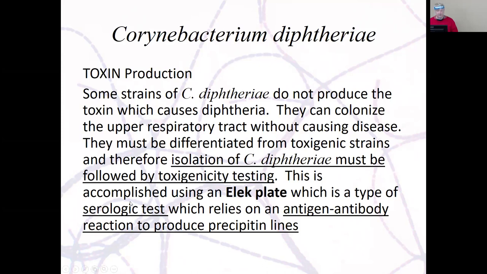And the test that is associated with this, in big test letters, meaning this is going to be on the test, is the Elek test, or the Elek plate, which is a type of serological test that relies on antigen-antibody reaction to produce a precipitin line. That's how we distinguish between toxin-producing and non-toxin-producing diphtheriae. Everybody got that cleared up a little better now that I've read it again?